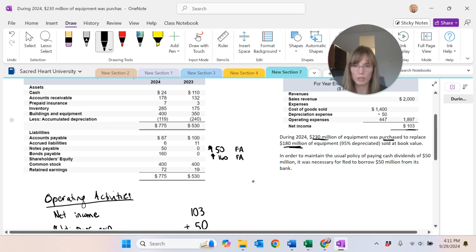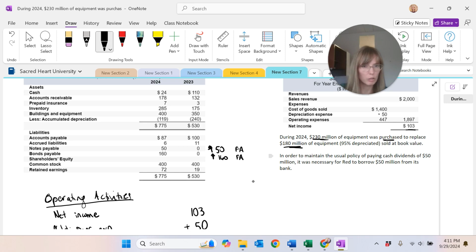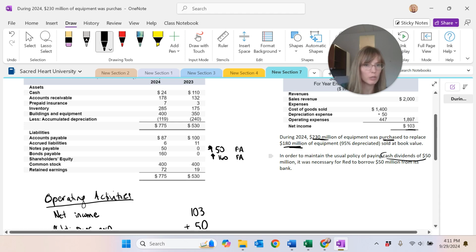No common stock was issued. I don't see anything about treasury stock. And I see information here. In order to maintain the policy of paying cash dividends of 50 million, it was necessary to borrow 50 million from the bank. Okay, so presumably that's the 50 million here that was used to pay dividends. I'm not sure how I feel about borrowing, incurring interest in order to pay dividends, but that's not our job here. Our job here is to put together a statement of cash flows.